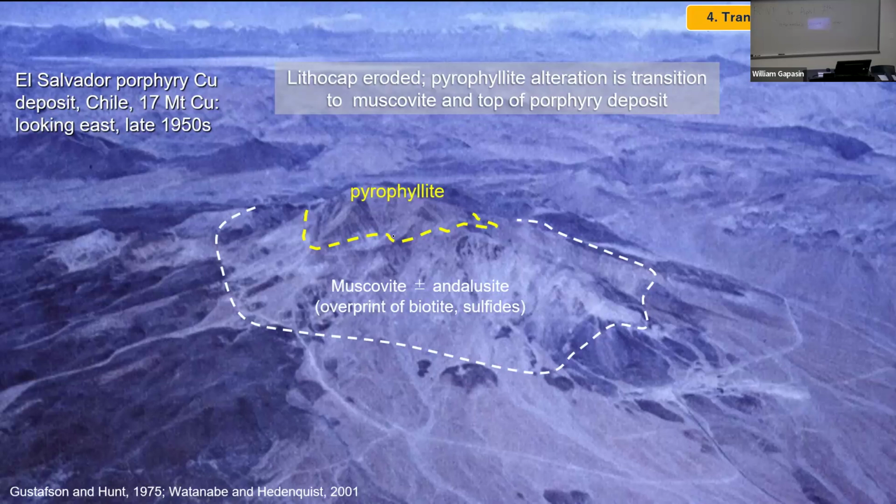Gustafson and Hunt in the 1975 paper suggest that these were steam-heated acid fluids descending down and being heated and at higher temperature forming pyrophyllite. Not the case. These are magmatic fluids. These are muscovite transition pyrophyllite.